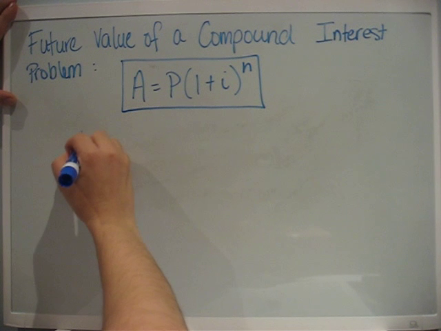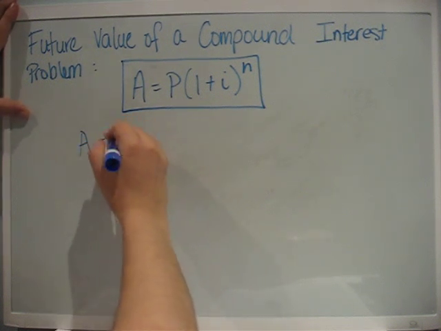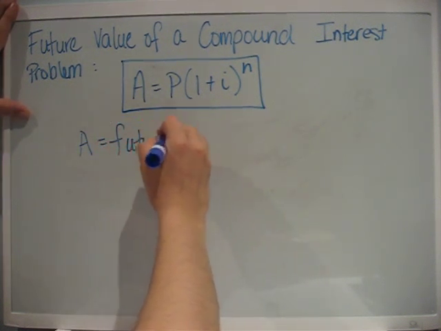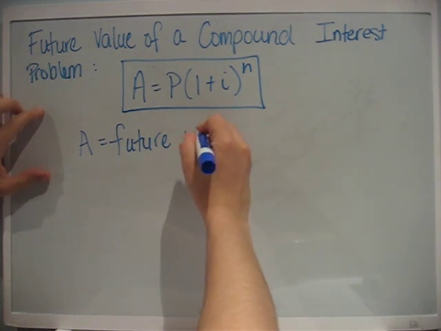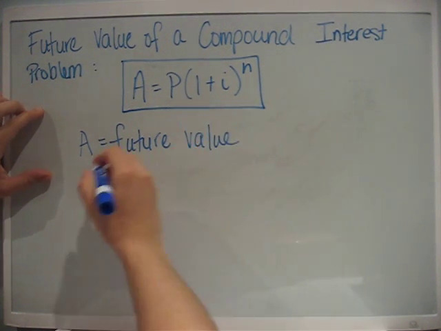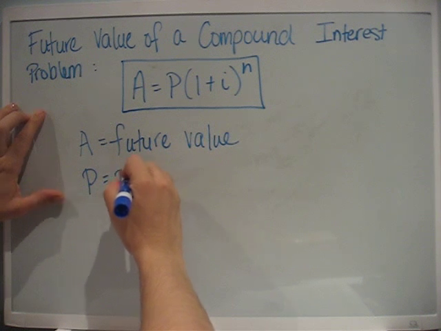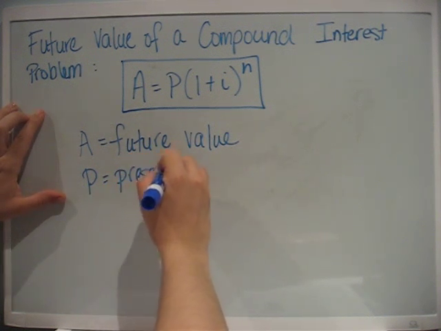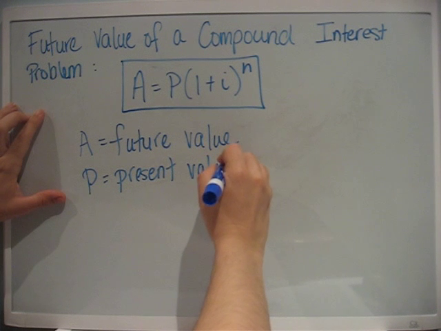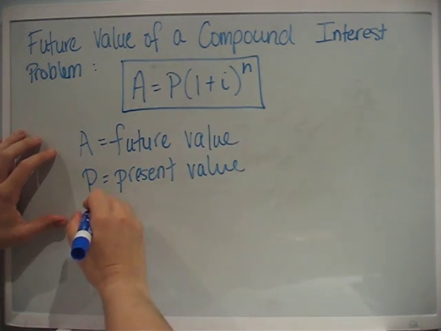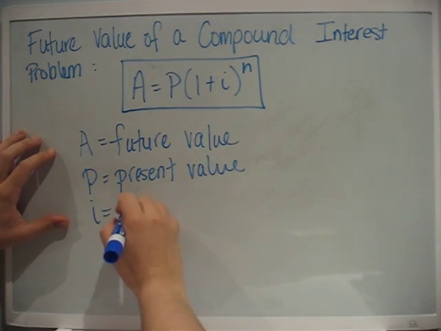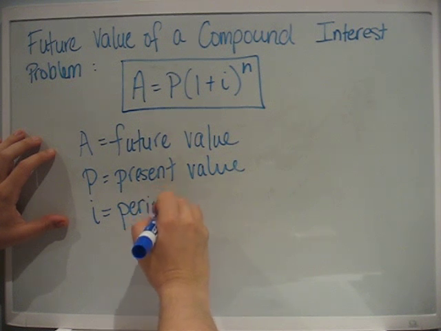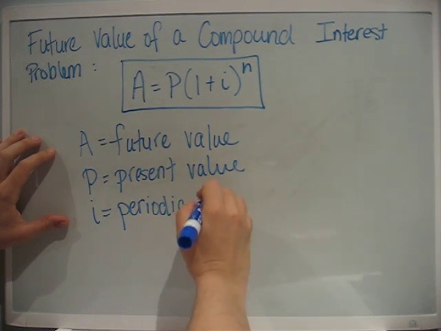A is the future value of either an investment or a loan. P is the present value of an investment or a loan. I is the periodic interest rate.